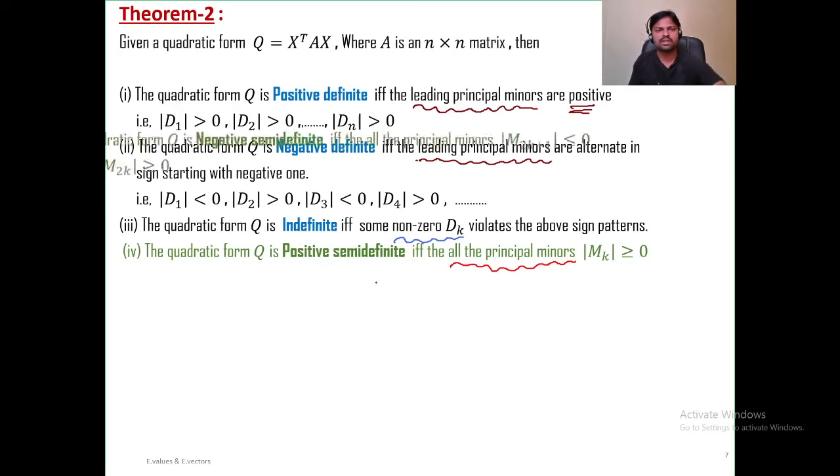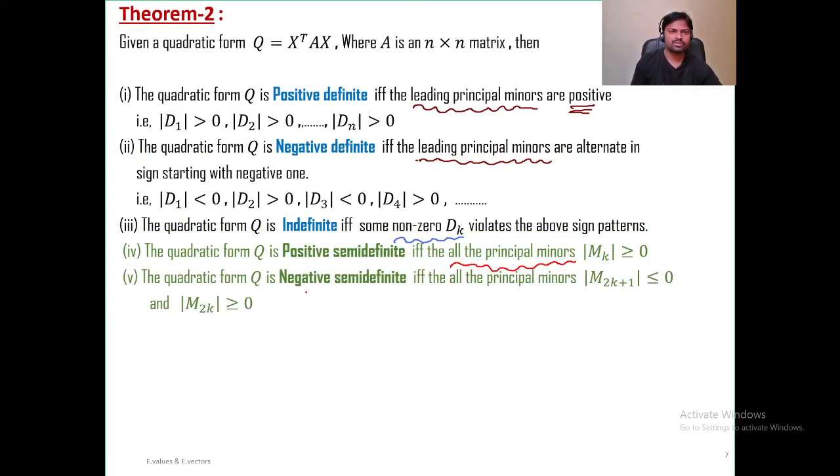Similarly, the second conclusion: the quadratic form Q is negative semi-definite if and only if all the principal minors, again principal minors, M2k+1 are less than or equal to 0 and M2k are more than or equal to 0. It means what? For example, k is equal to 0, we get M1. So I want M1 to be less than or equal to 0. If k is equal to 1, M3. That means odd determinants are negative. Next, k is equal to 2, we get M5. So all these odd determinants are negative and even determinants are positive. If k is equal to 1, you will get M2.